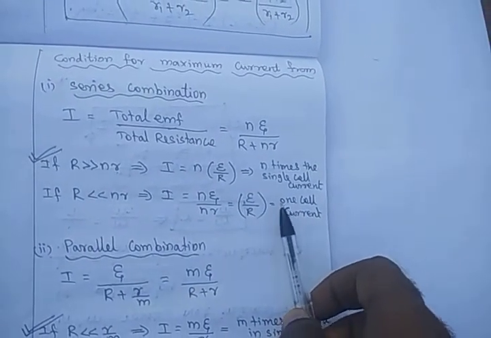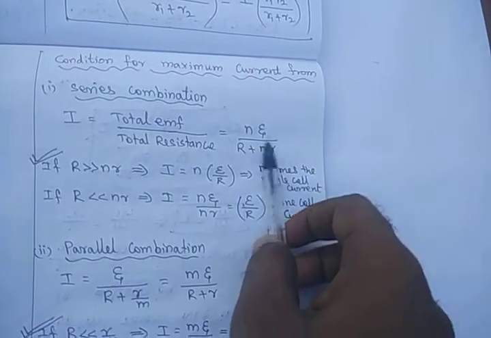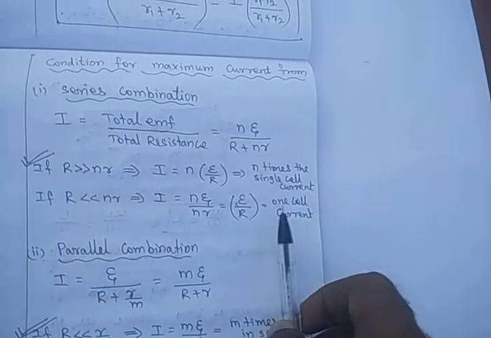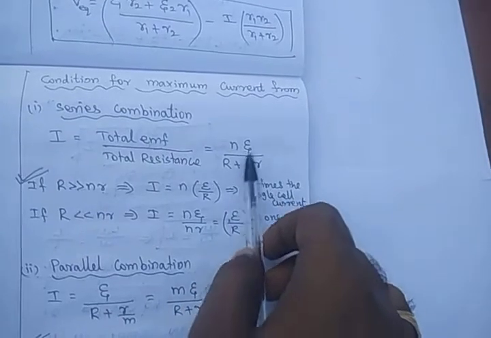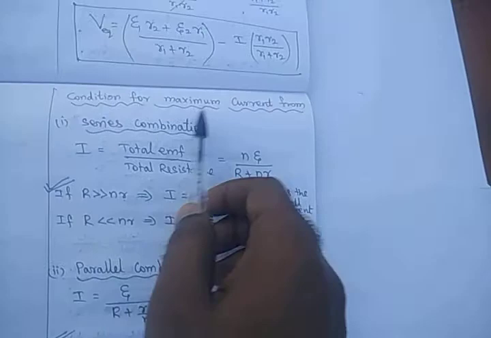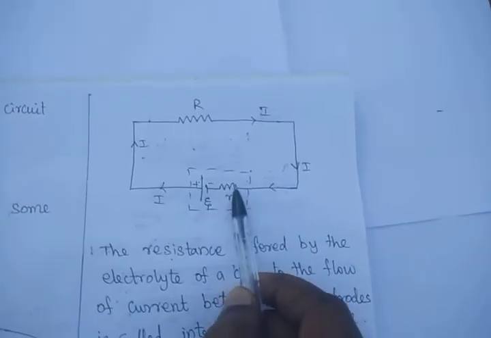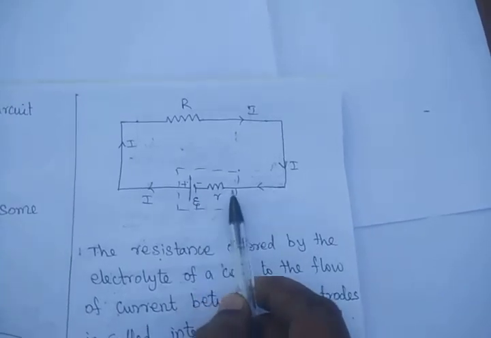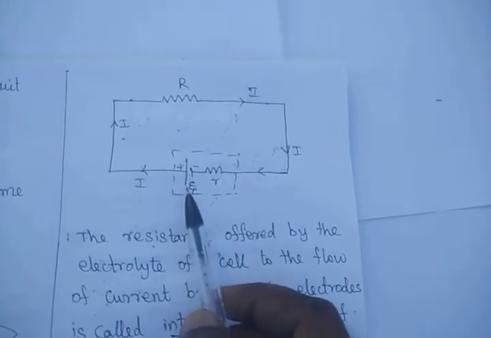Again, I will recall for you. If the external resistance is lower than the total internal resistance, the total current will be equal to the single cell current. But if R is greater than the total internal resistance of all the cells, then the current will become maximum. So that is the condition. In series combination, the condition is that the external resistance must be greater. Listen students, this is the external resistor. Here this is the internal resistance of the cell. If you connect all the cells in series, that is the condition we saw in the previous case.